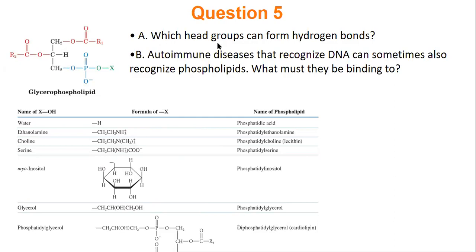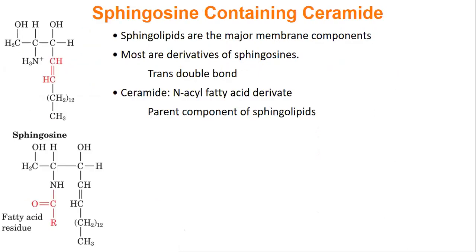All right, moving on then. The next type of lipid is a sphingosine. A sphingosine is the major membrane component. So in your plasma membranes, the majority of lipids in there are the sphingosines. And for what a sphingosine is, take a look at this weird head group.